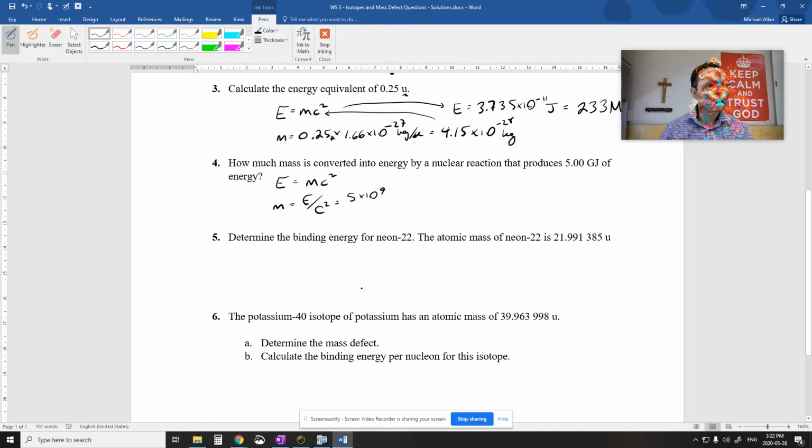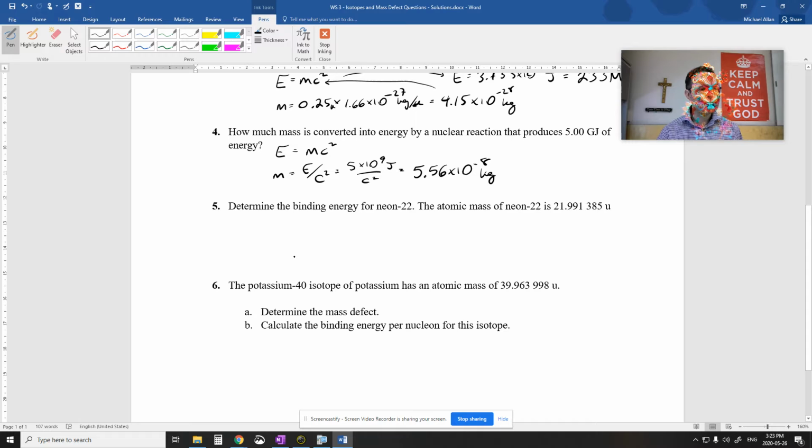Okay. Times 10 to the 9. I'm going to divide by the speed of light squared. Probably not going to be that big of a number, which is very convenient because this is like a nuclear reaction. You don't want to have that much mass. You want to be pretty efficient here. So I get 5.56 times 10 to the negative 8 kilograms. Doesn't seem like a lot, right? But compared to the one above it, that's quite a bit of mass.